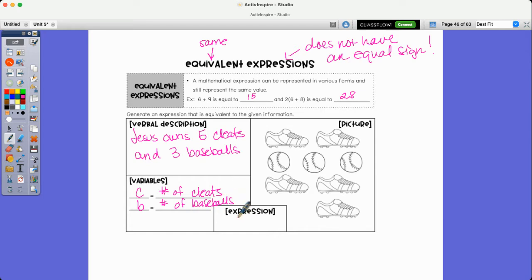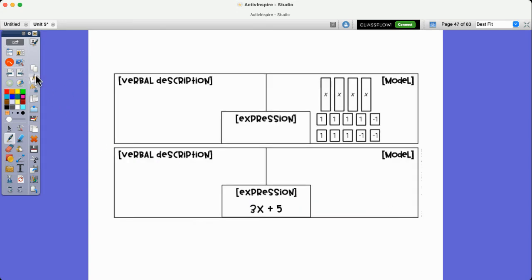And then I could write an expression of 5 times C plus 3 times B, because 5 times the number of cleats, because that's my picture, and 3 times the number of B, because I have baseballs. And that's how we would write that expression. See, no equal sign, expression. If I wrote equals something, that's an equation. Okay, so let's look at our next one.